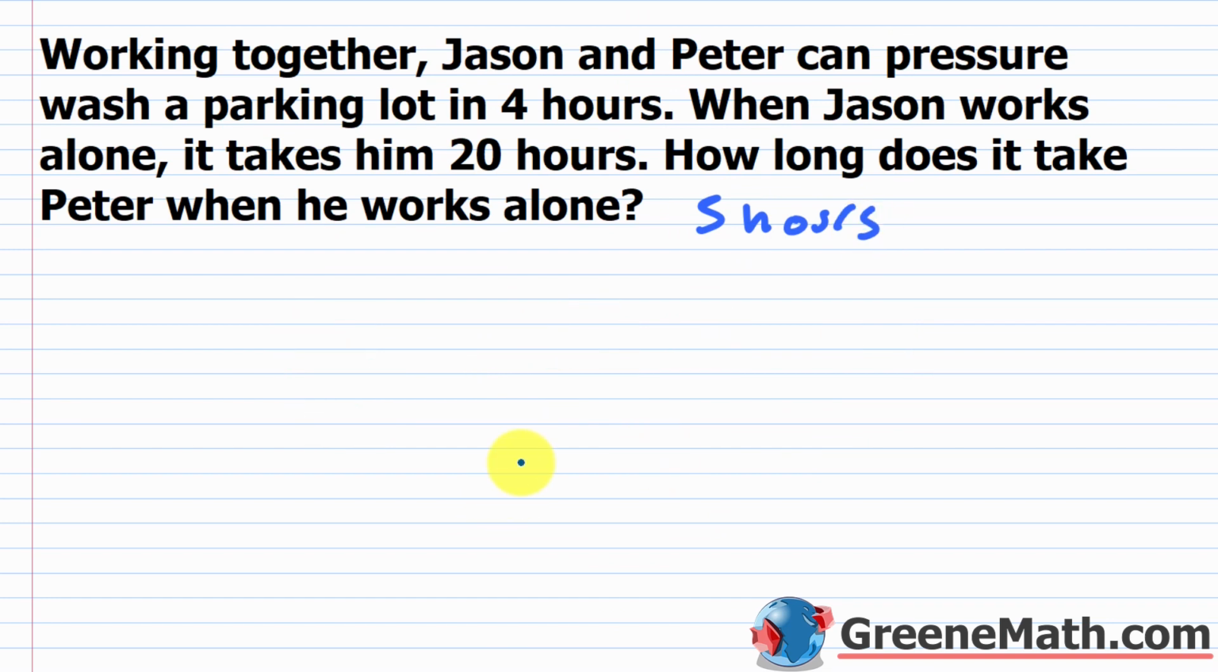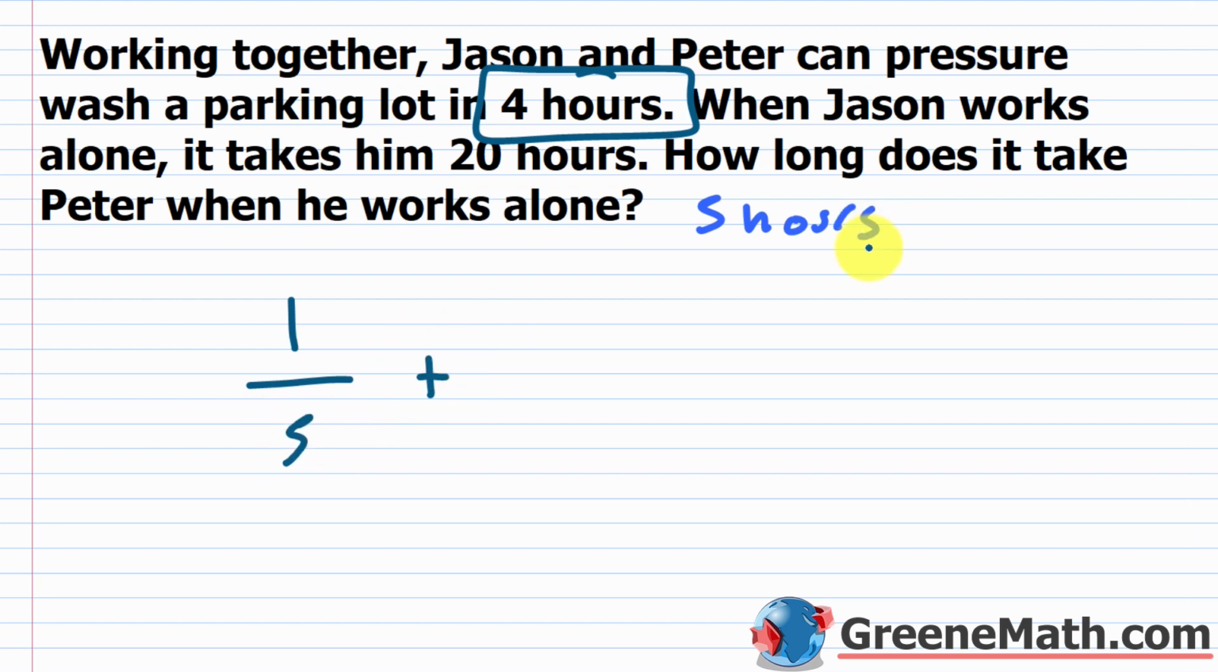All right, if you want to check this, think about the fact that Jason, when he works alone, it takes him 20 hours. So let me write 1 over 20. That's what he's going to do in an hour. Now, again, if they're working together, it's 4 hours total. Okay, so times 4. What's he going to do? So 20 divided by 4 is 5. So he's going to do 1/5 of this job.